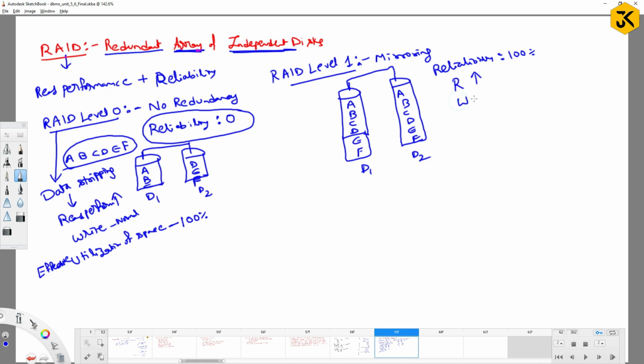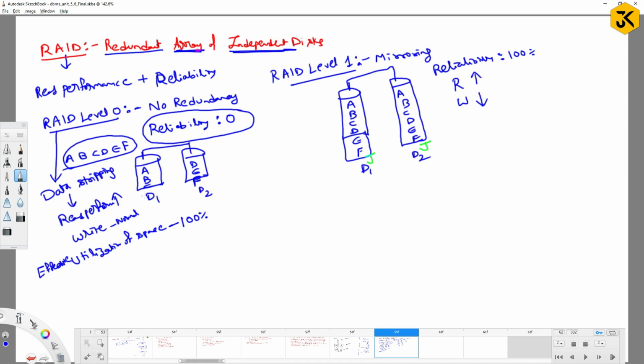What about the write performance? Is it normal or is it going to decrease? It is going to decrease, because if I write certain data, like J here, I compulsorily have to maintain the same copy of data in another location also. So I have to write it in 2 locations. That is why write performance is going to decrease.